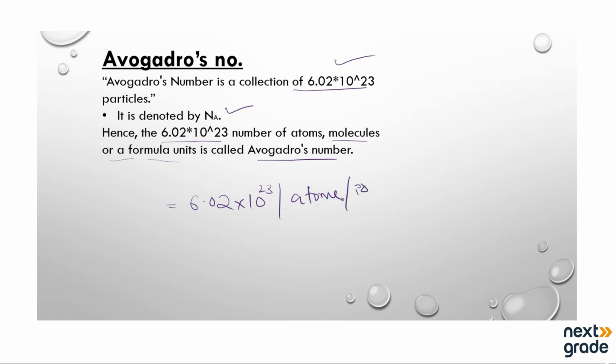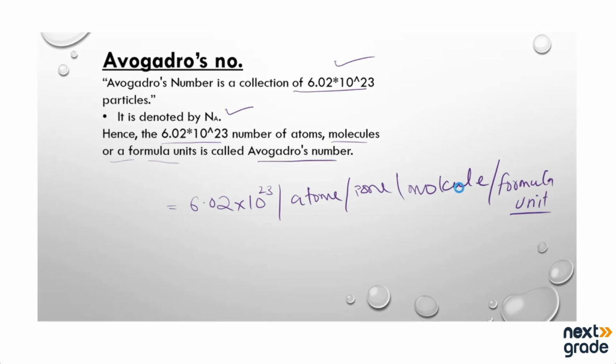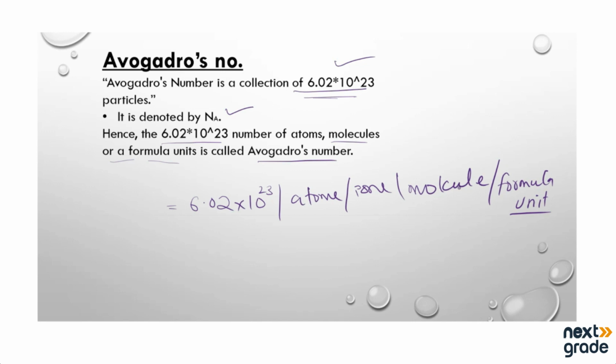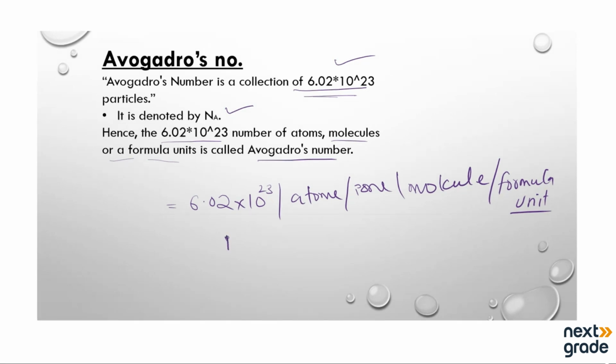So, Avogadro's value can be written as 6.02 × 10^23, and these may be atoms, ions, molecules, or formula units. So this is Avogadro's number. You must all know its value, 6.02 × 10^23, and it is denoted by the symbol Na.